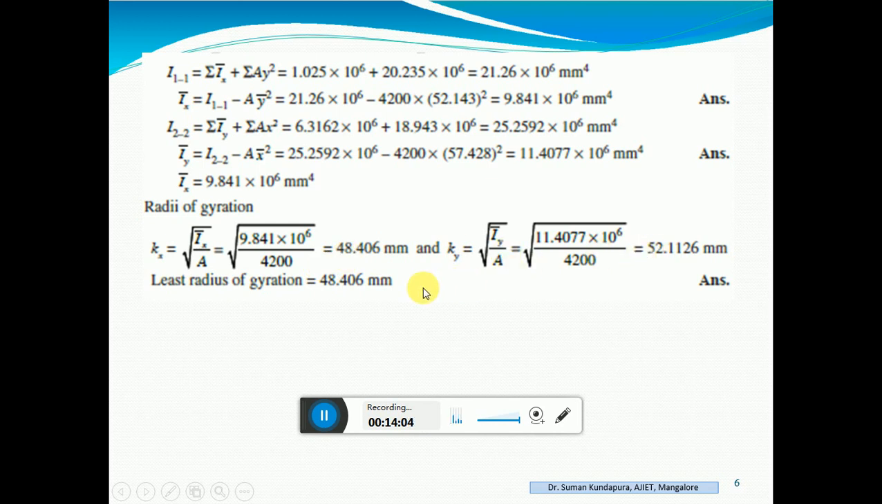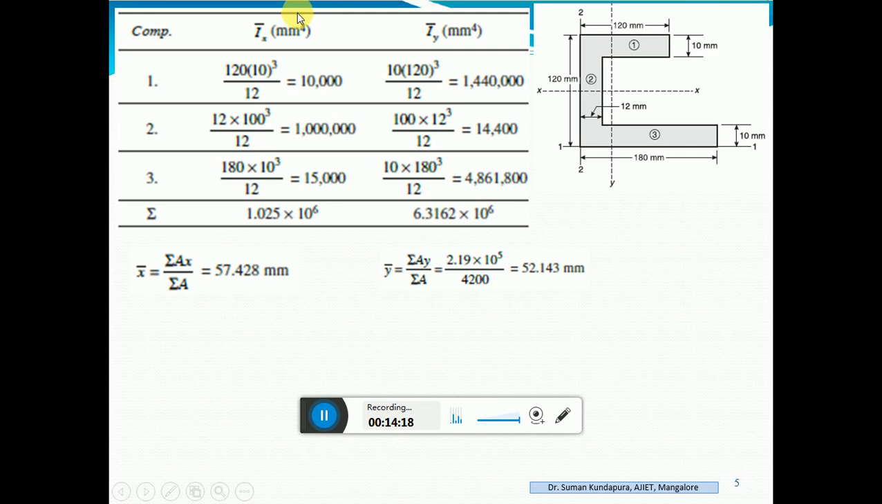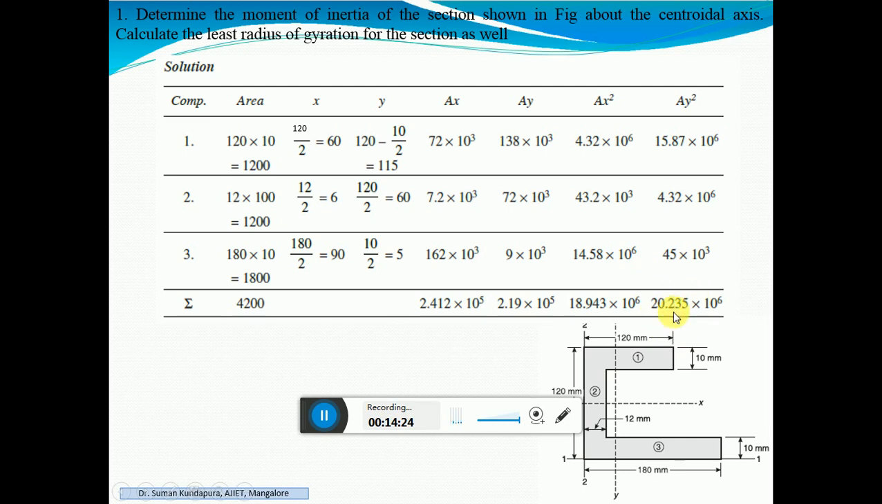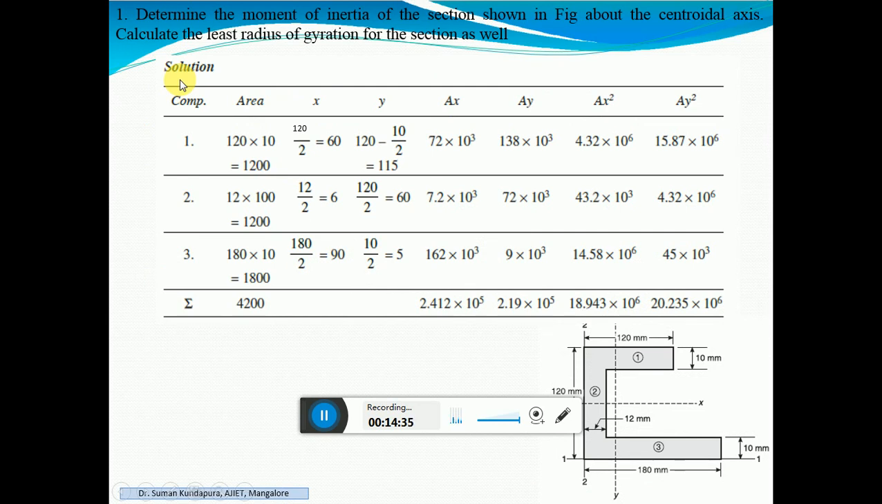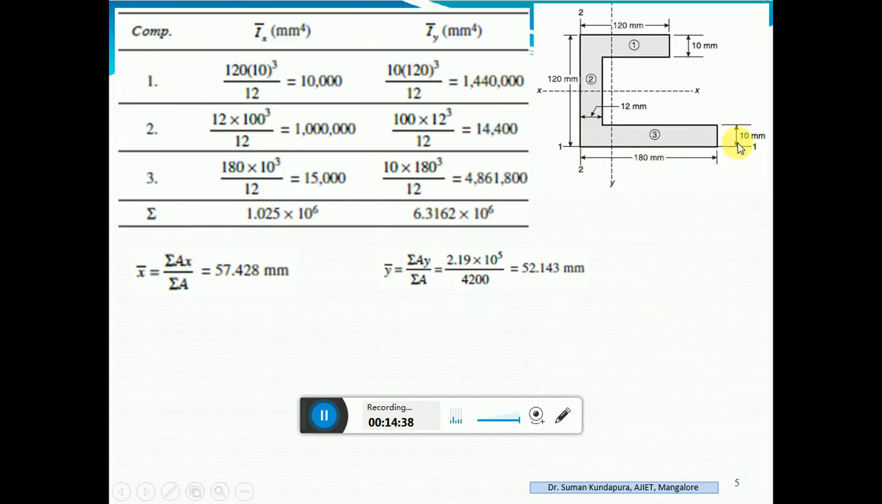Amongst that, which is the least value I need to write on. So first, I know according to the parallel axis theorem, I11 is equal to summation I bar plus summation Ay square. Summation I bar is this value, summation Ay square is this value. So please substitute here the same values. You will get I11, that is the moment of inertia about this axis I11.